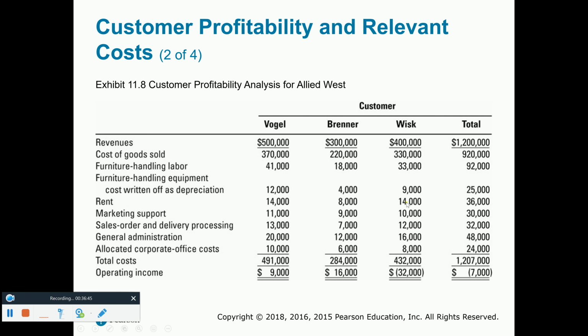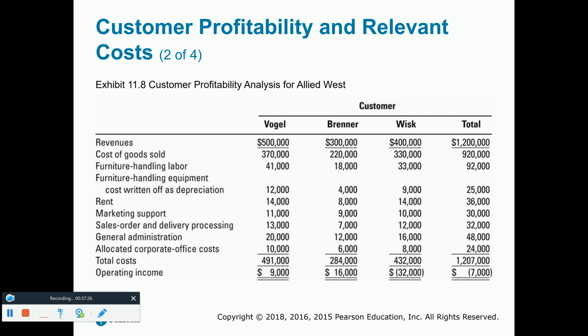Marketing support, that's probably relevant. Sales order and delivery processing, probably relevant. General administration, that $16,000 is going to stay, so that is irrelevant. The $8,000 allocated corporate office cost, that stays. I just analyzed 9 plus 14, that's 23. 23 plus 16 plus 8, that's $47,000 that I just said to you is probably going to stay as costs.